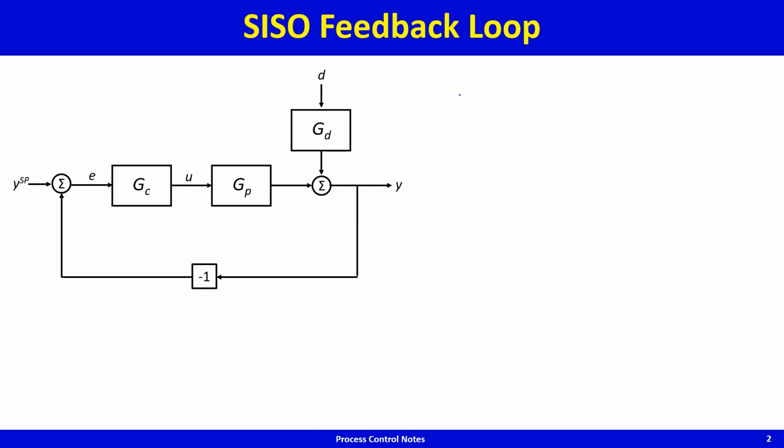we get y is equal to whatever is in the forward path divided by 1 minus whatever is in the backward path. So eventually it becomes plus because of this minus sign. Whatever is in the forward path divided by 1 plus GP GC times D.